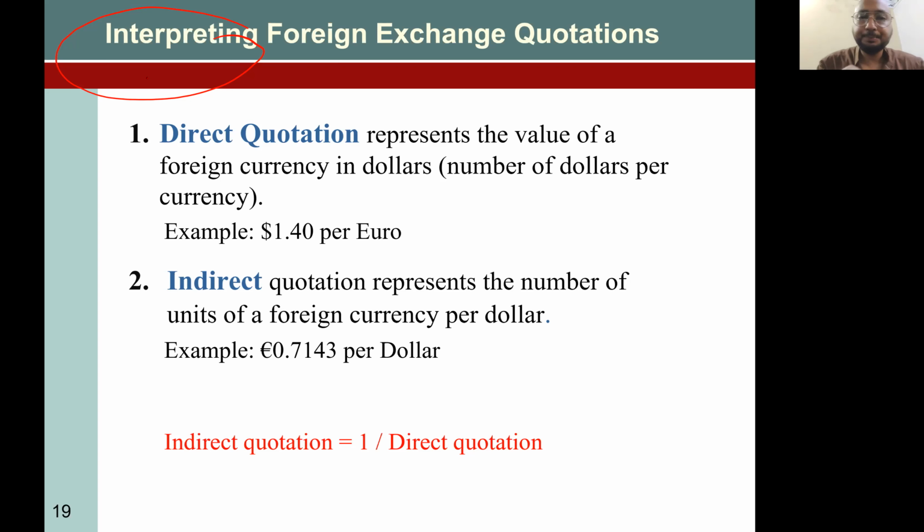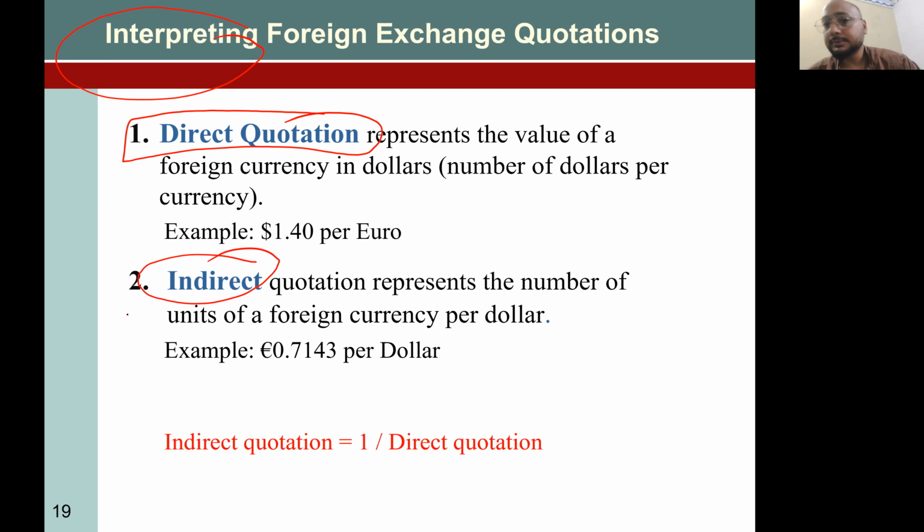So they are either direct quoted or indirect quoted. What do we mean by the direct quotation? Direct quotation means, for example, it represents the value of foreign currency in dollars. Why dollars? Because the readings that I'm uploading, this book, is US centric. Why? Because the book is written by a US author, and it is automatically assumed that you are in US.